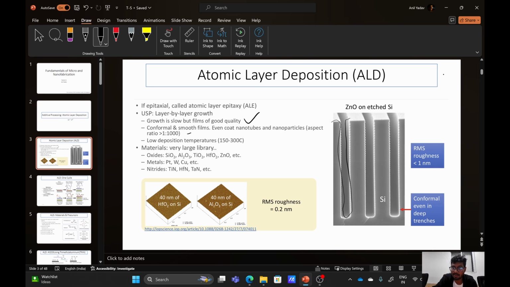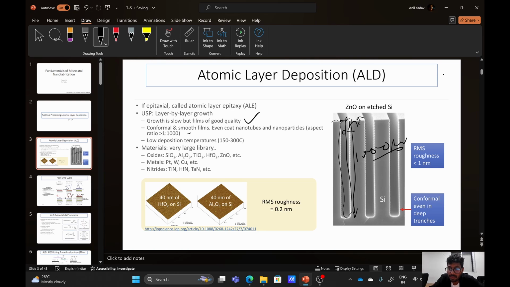Here 1 by 1000 means, let us say, the width of this trench is 1 micrometer, and the trench height is 1000 micrometer. In that case as well, you can see a very thin white layer deposited, which is zinc oxide over our silicon wafer. There are trenches in the silicon wafer and it is completely following the same.